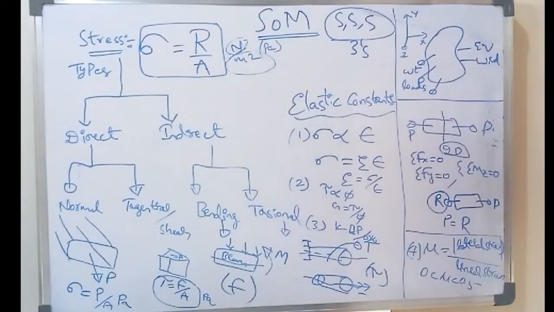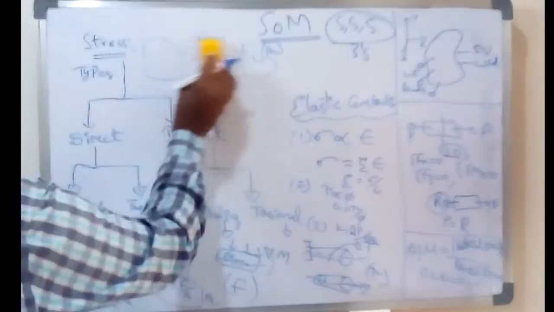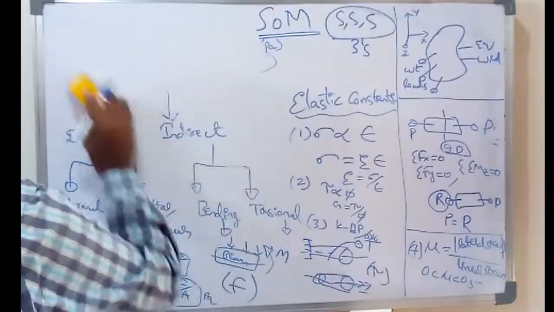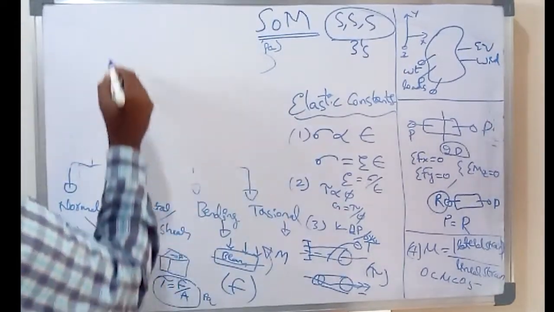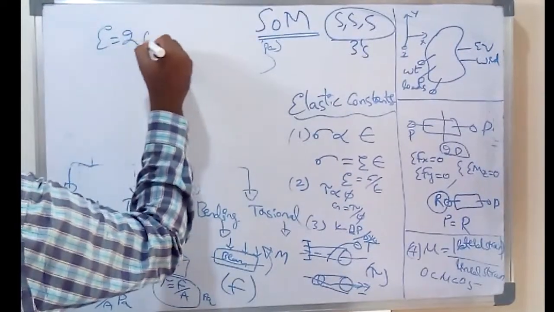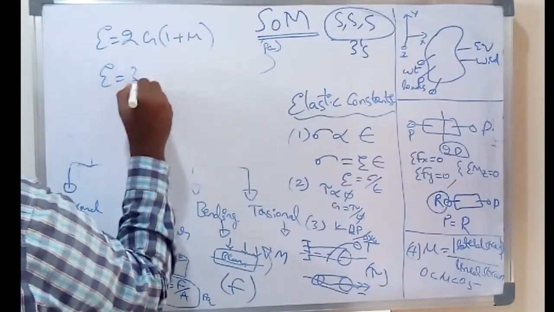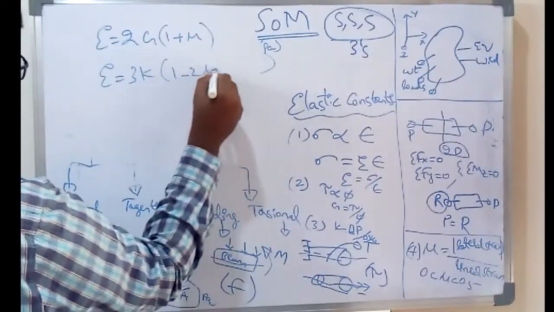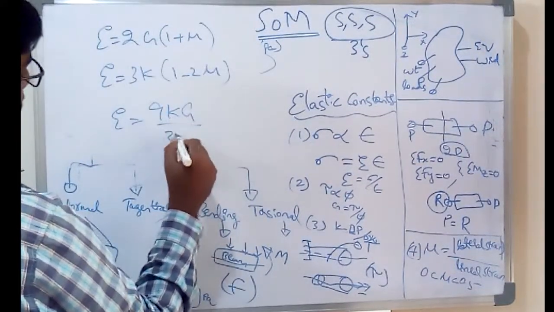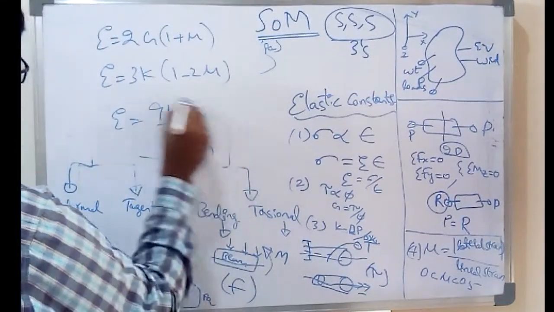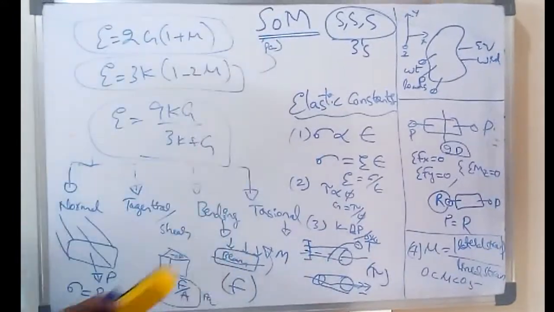And finally, at last, I am going to teach you about the relations between these elastic constants. This is a very important topic. You can see here E equals 2G into (1 plus mu). E equals 3K into (1 minus 2 mu). E equals 9KG by (3K plus G). These are the three important relations between these elastic constants.